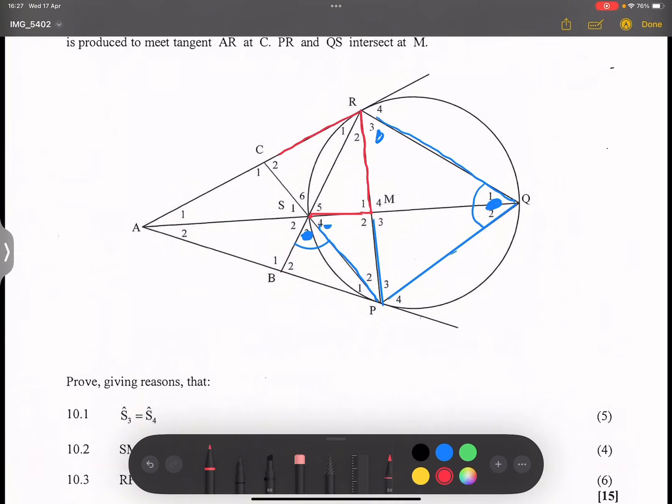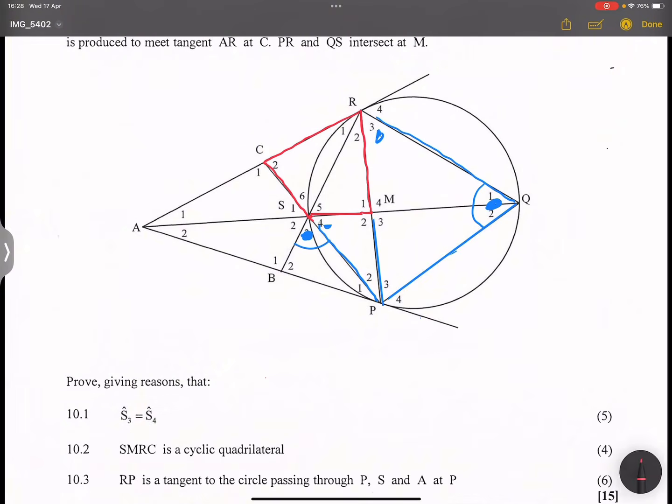Okay, so R and C, so this must be a cyclic quad. Note, the reason why we need to prove it is because it is not within the circle, isn't it? So we need to show at least one of the properties of a cyclic quad in order for us to conclude that it is a cyclic quad.